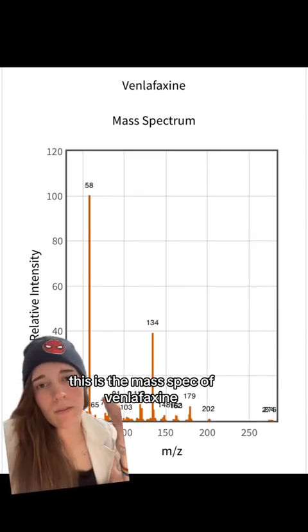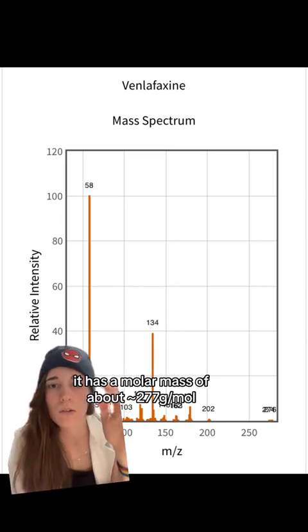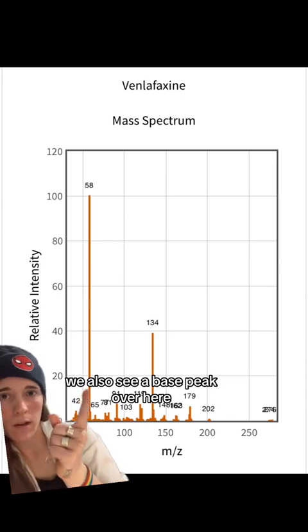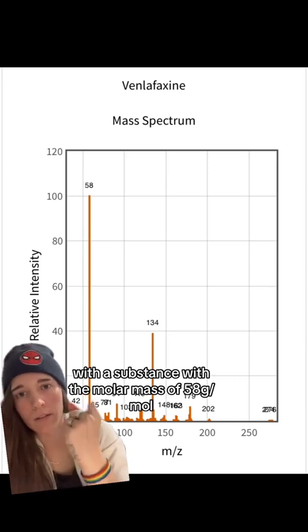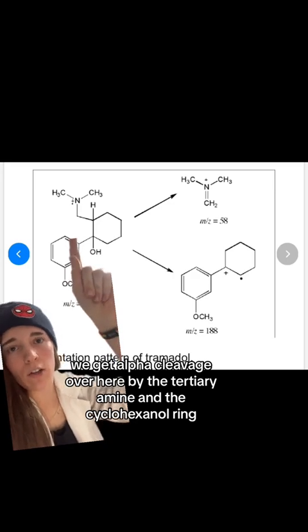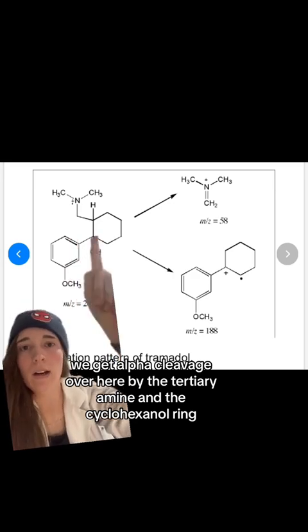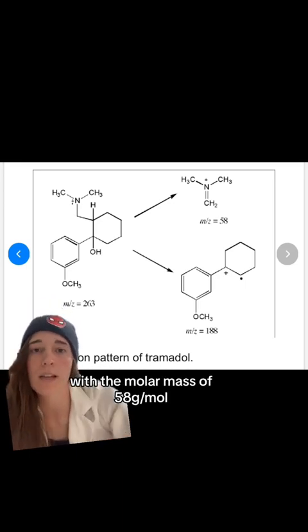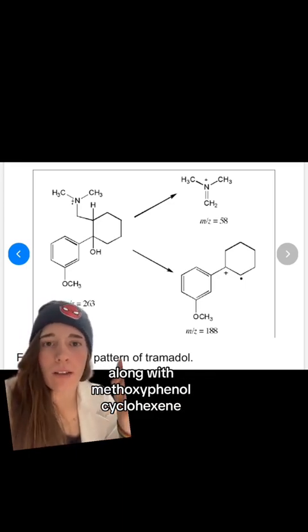This is the mass spec of venlafaxine. It has a molar mass of about 277, and then we see that in the parent peak at the far right. We also see a base peak over here with a substance with a molar mass of 58. So this is Tramadol again. We get alpha cleavage over here by the tertiary amine and the cyclohexanol ring, which forms this little imine ion over there at the top right with the molar mass of 58, along with methoxyphenyl cyclohexene.